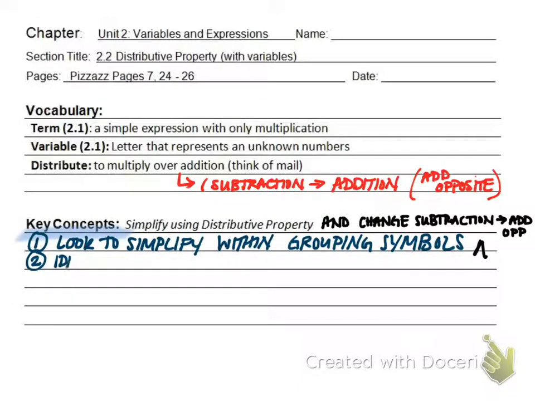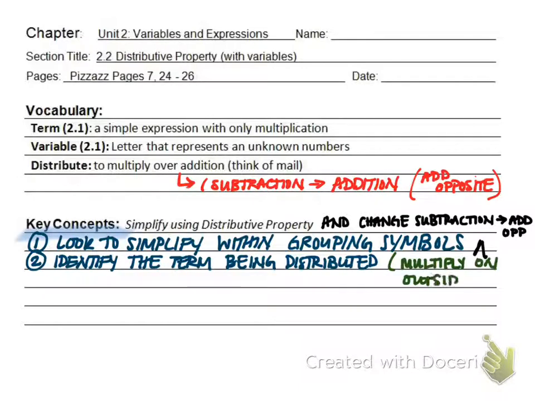The next piece that we're going to look at is to identify the term that's being distributed. And that's the term that's being multiplied to the group. So either in front of the parentheses or grouping symbols, or right at the back without an operation in between them. So the invisible operation there would be multiplication. So that's why we wrote multiply on the outside.